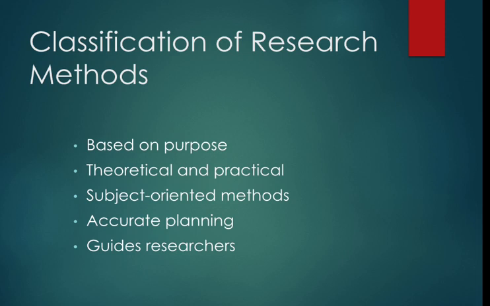Classification of research methods. Research methods are classified based on the nature and purpose of the study. Different subjects require different methods. For example, literature studies use different methods compared to science or social sciences, which can be either theoretical or practical. Classification helps researchers choose the most appropriate method for their research problem. Broadly, methods can be qualitative, quantitative, descriptive, analytical, experimental, and historical. Choosing the correct method ensures accuracy and clarity in research findings.